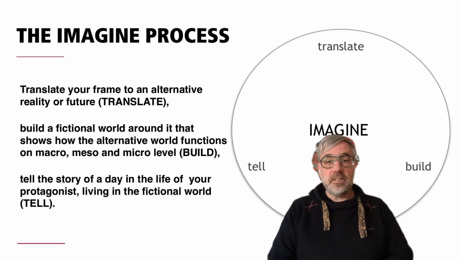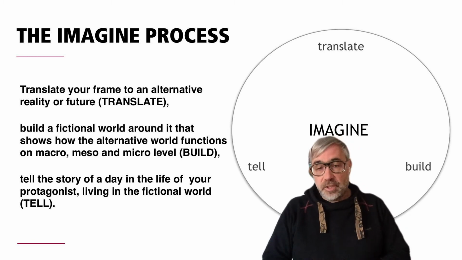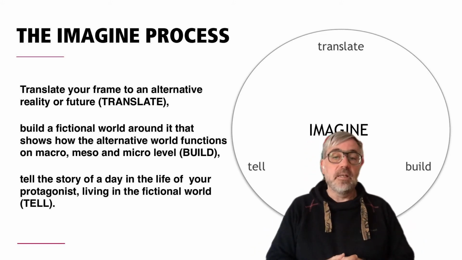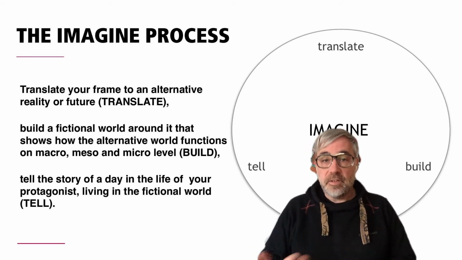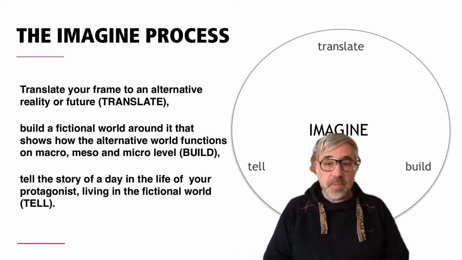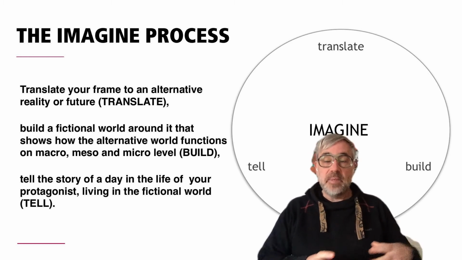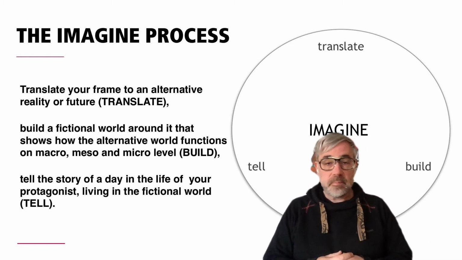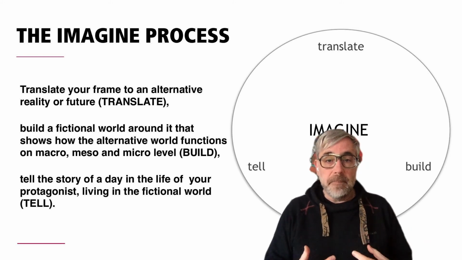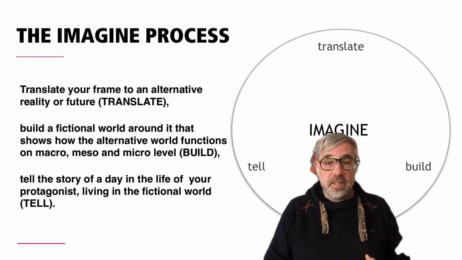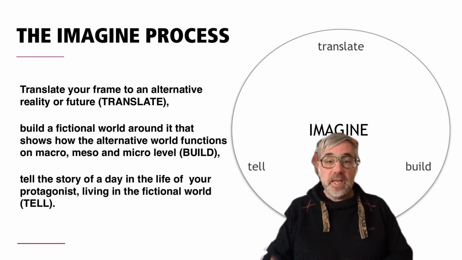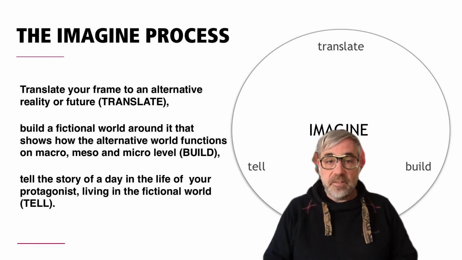The process is quite easy. It's a translation, of course, from the trends to that fictional world in the future or alternative reality. Then you are going to build it by using all the elements that you found in the explore phase, the macro, meso, and micro levels. You're going to build with them a world that is kind of solid and also shows what a trend will be about. And then you're going to tell the story about that fictional world.